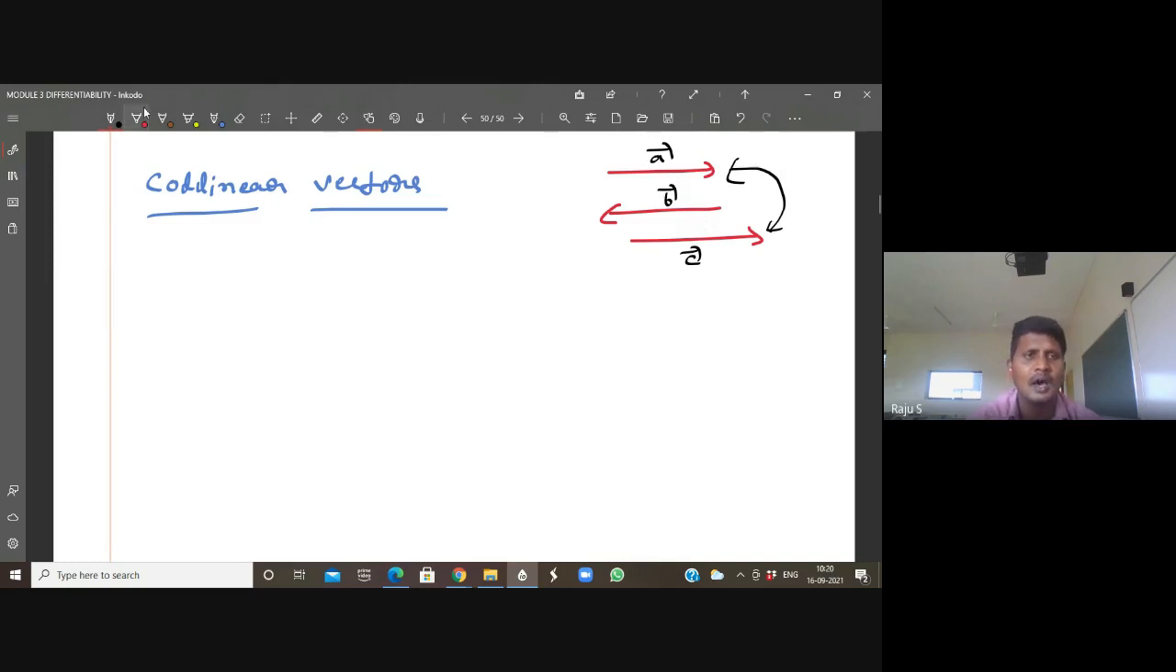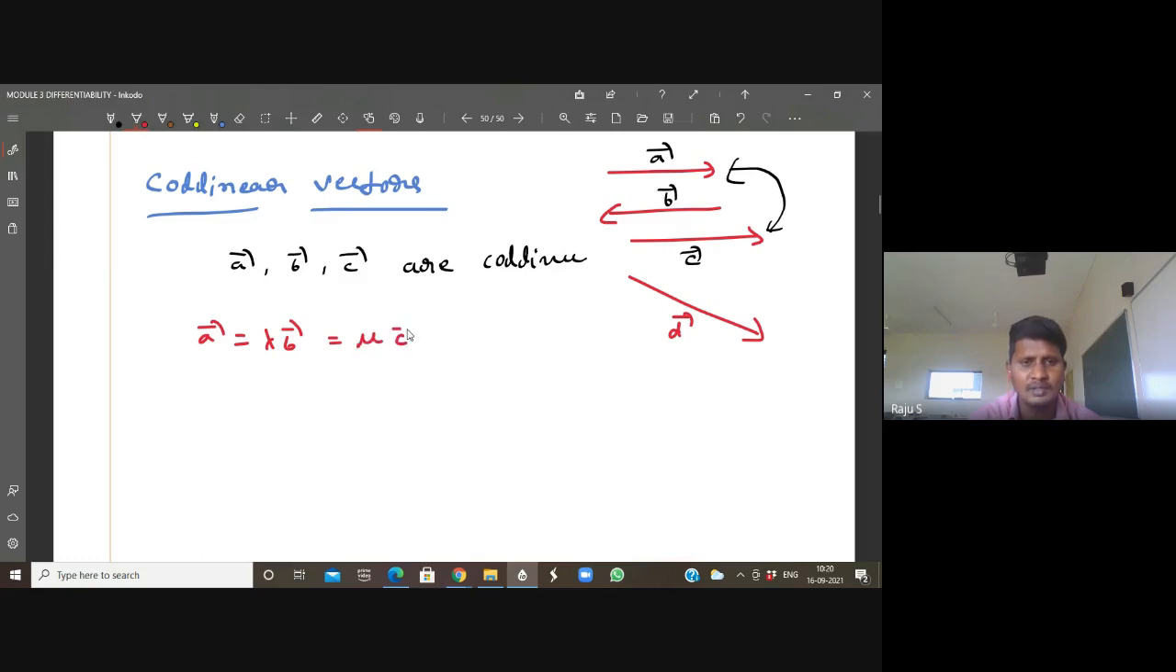But if I take any other vector like this, this is vector D. Are A, B, C and D collinear? No. A, B, C alone are collinear. D is not collinear because D is not parallel to any one of the vectors. Here only vectors A, B, C are collinear, meaning parallel. But how to represent this mathematically? Vector A can be written as lambda times B vector, and this is equal to some mu times C vector.